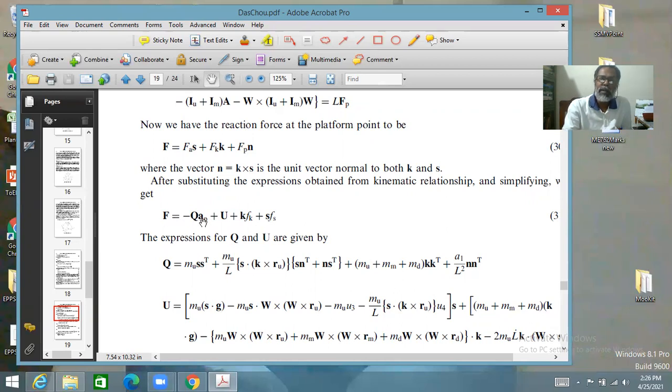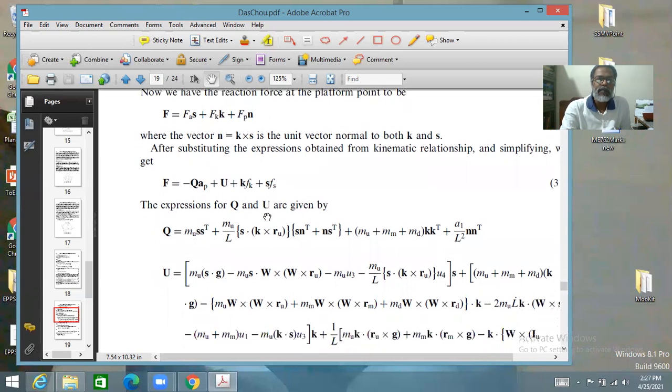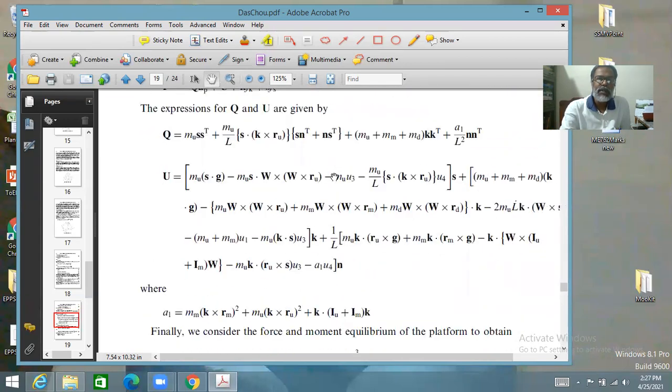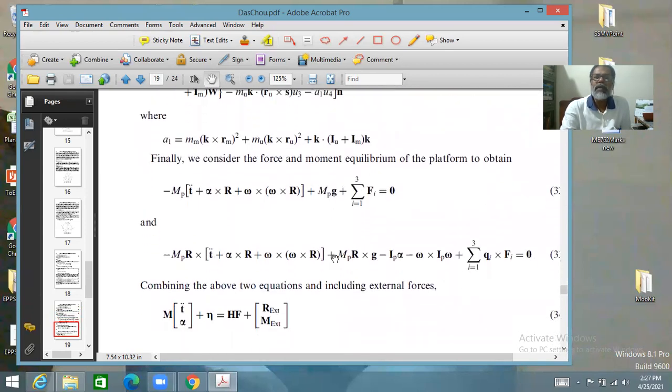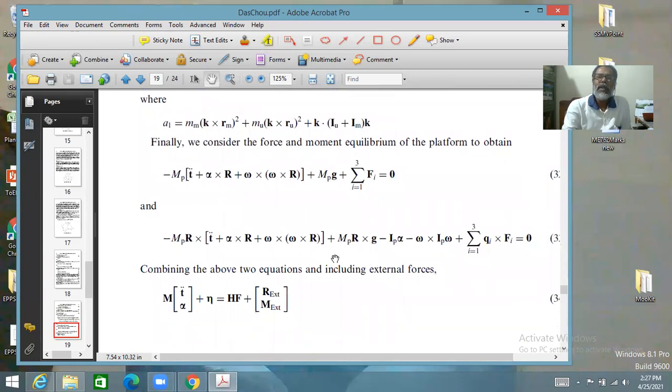AP is the acceleration of the platform point, for which the coefficient is a symmetric matrix, because it will actually form a component in the inertia matrix. Then this U has the centripetal, Coriolis, and the gravity terms. These are the two corresponding actuation forces mapped by K and S as expected. K and S are unit vectors. Now this expression is too big. And then finally you consider the force and moment of the platform and get the final 6 equations.